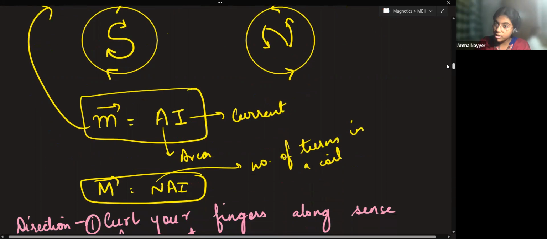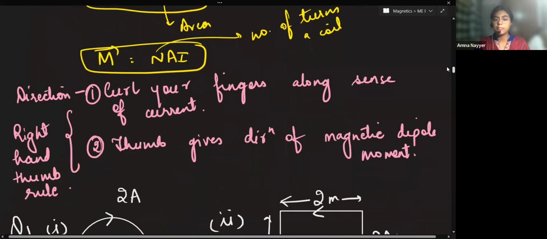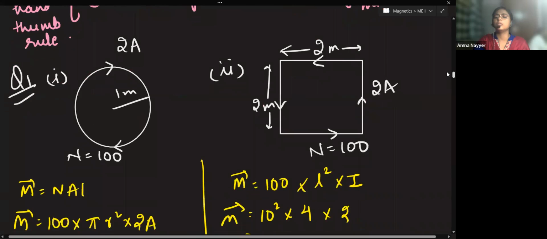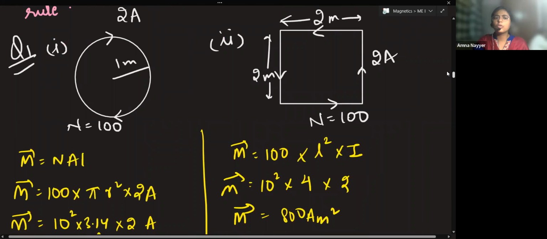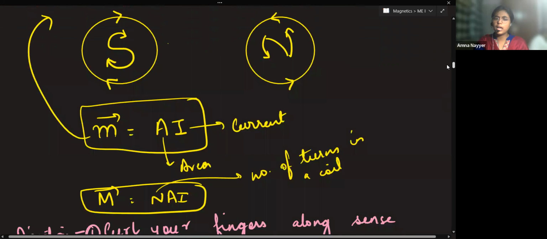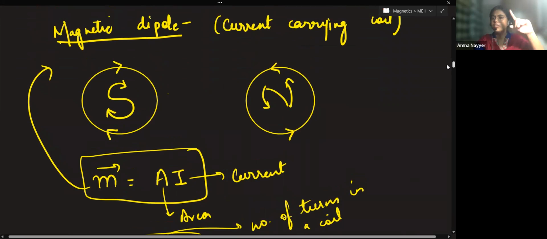Formula is AI for a single turn and NAI for a number of turns. Curl your finger along the sense of current. Thumb gives the direction of magnetic field. This you have already studied, and two easy numericals from this. Area of a square, area of a circle, you just have to multiply. Fine, note it down. Any doubts you have, I'll repeat from any of the topics, even from the previous topic as well.